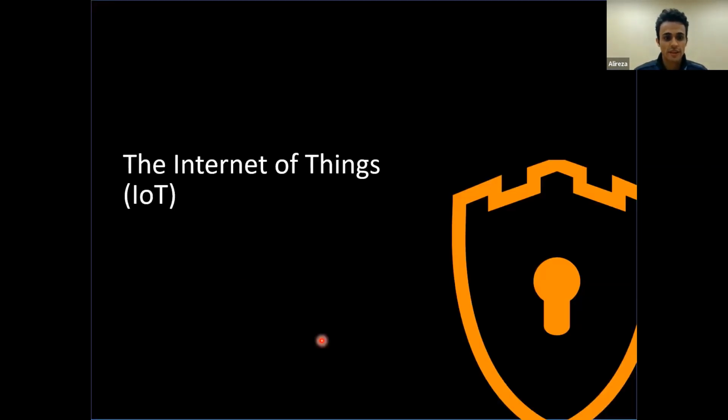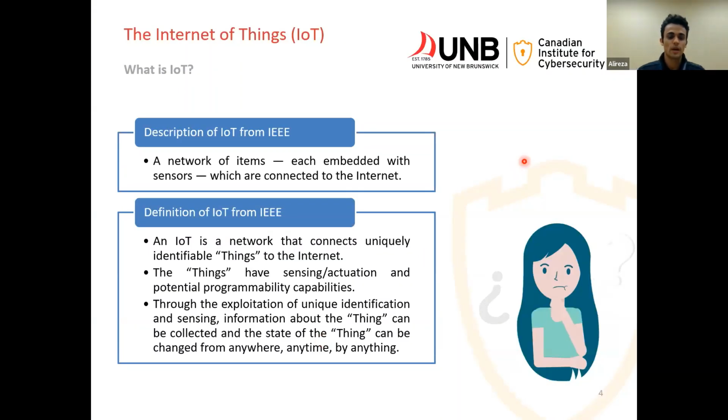So the Internet of Things. I will first start by a very generic and standard definition from IEEE. So there's a document published from IEEE that discusses some definitions and explains the atmosphere of the IoT networks. So the description that they give in that document is as it goes. A network of items, each embedded with sensors, which are connected to the internet. So in IoT, we're facing a large network of devices, sensors, everything that is connected to the internet.